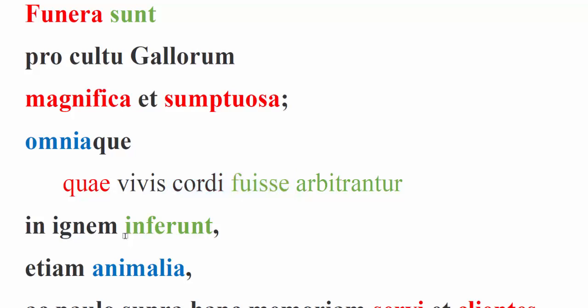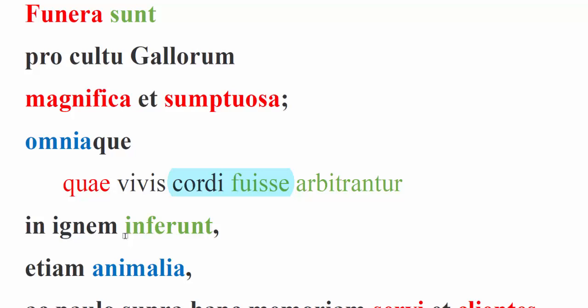Technically, cordi is just a predicate dative. See, it shows up with esse, which is why this is kind of a double dative, but not strictly speaking a double dative. This, vivis, is the dative of interest, but cordi isn't really a dative of reference because of the idiomatic structure of this phrase. So something was to the heart for the people who were alive.